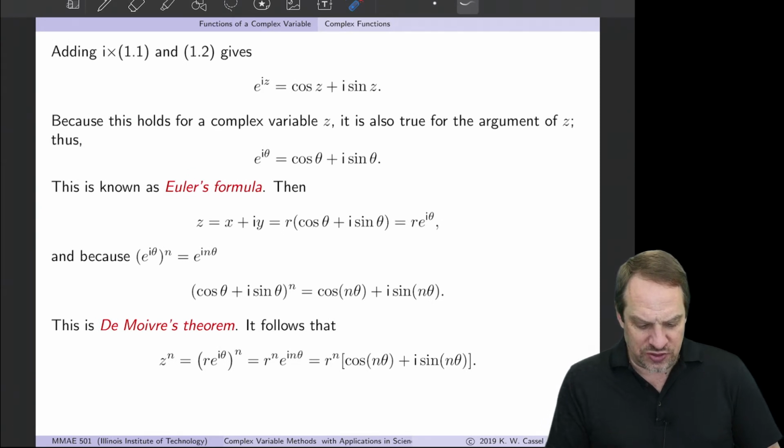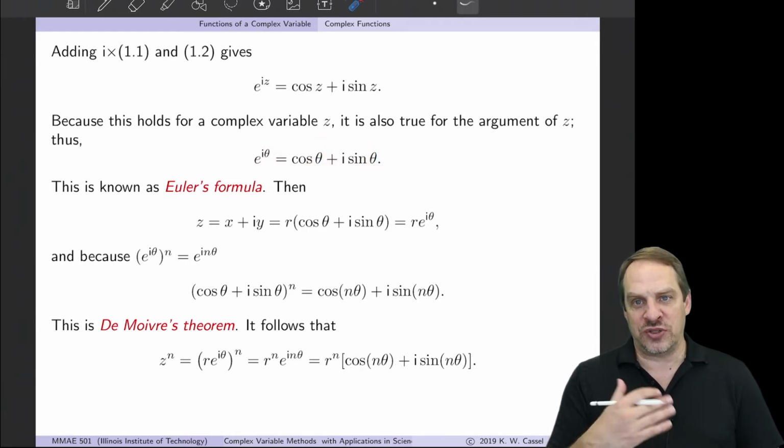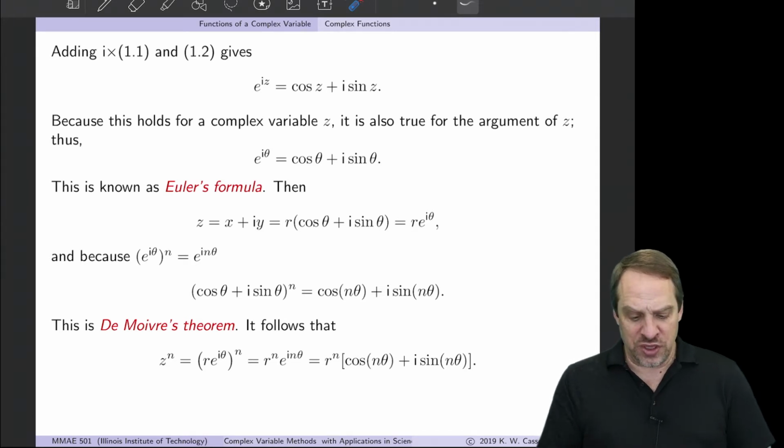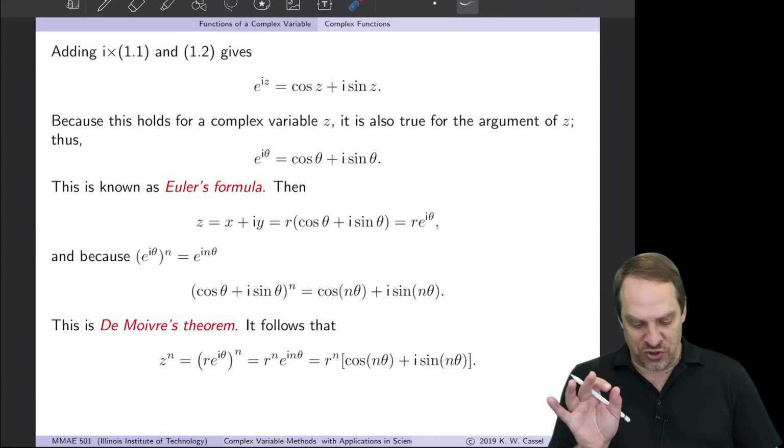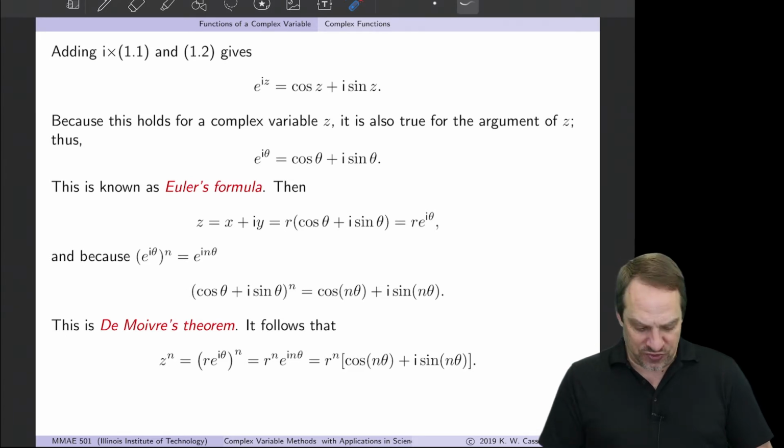Now, if you take the expressions for sine and cosine in terms of exponentials, if you multiply i times the first one and add the second one, you end up with this important result. So e to the iz is cosine z plus i sine z. If that's true for a complex variable z, it's also true for a real variable, say theta, and that's known as Euler's Formula. And if you've watched other videos, you may have seen me use Euler's Formula because it allows us to separate out the real part and the imaginary part of an exponential. So this is very useful. We use it all the time. That's Euler's Formula. That's where it comes from.